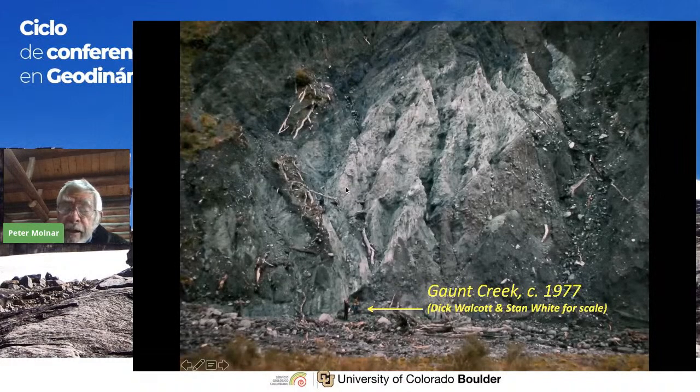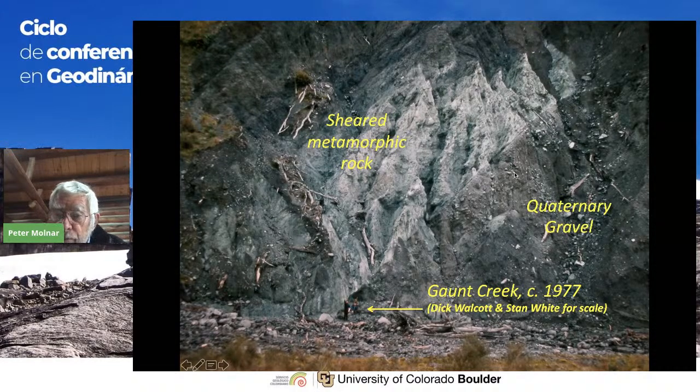I'm hoping so. If one looks at the fault itself, here it is. That's the fault right there. Nice sharp line. Here are two people for scale. That person is standing. That person is sitting. And what you've got here is Quaternary gravel. These are all boulders. These are big pieces of rock. This is the size of a person's head.